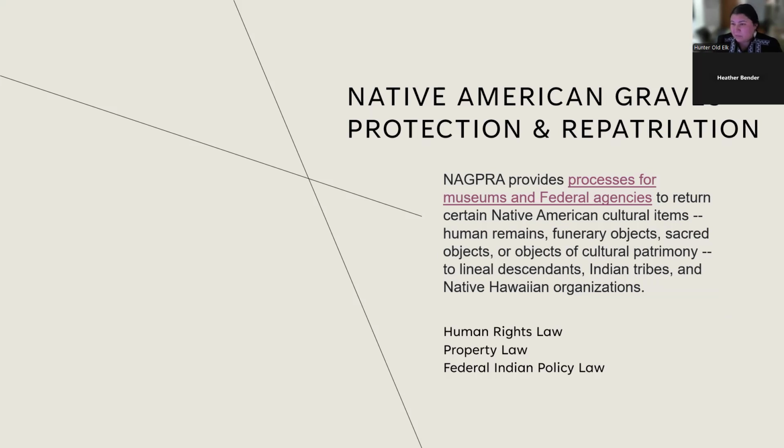NAGPRA is also really clear about the specific communities that can repatriate. Those are lineal descendants, Indian tribes, and Native Hawaiian organizations. Later on in the presentation, we'll do a definition breakdown of those specific groups and how NAGPRA applies to those communities.